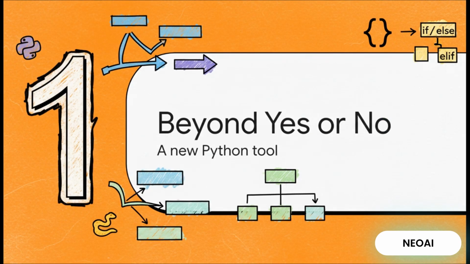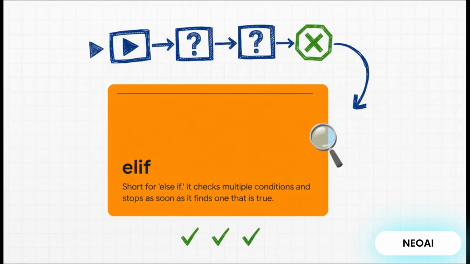We're adding a brand new tool to your Python toolkit that lets us break free from the simple if-else world and build something way more powerful. And here it is. Meet elif. It's really just short for else if, and it's the absolute key to creating a logical chain. It lets your program ask a whole series of questions one after the other until it finds one that's true.